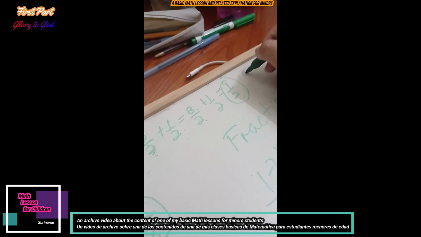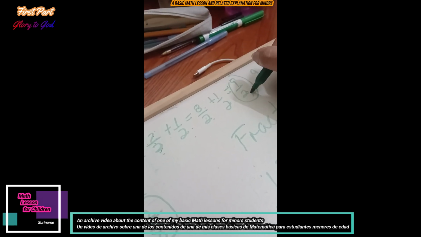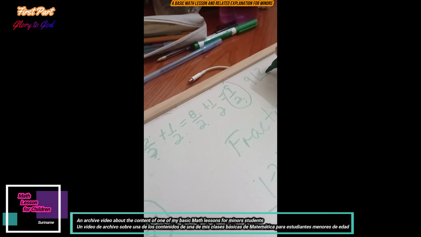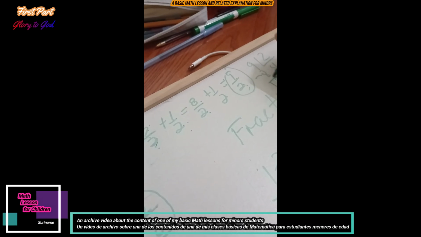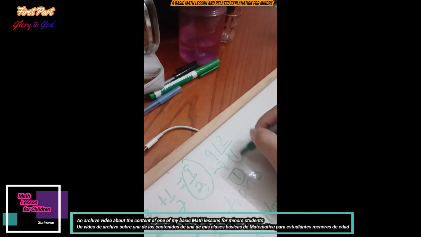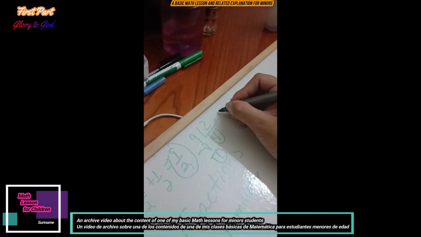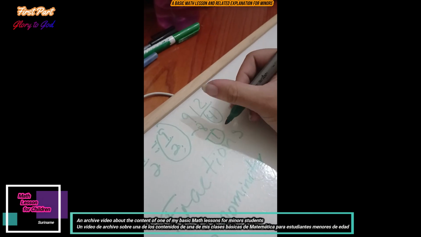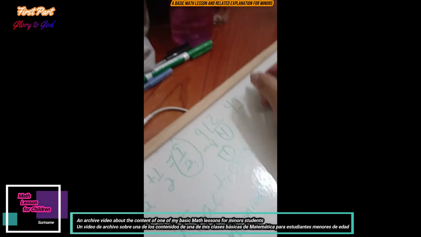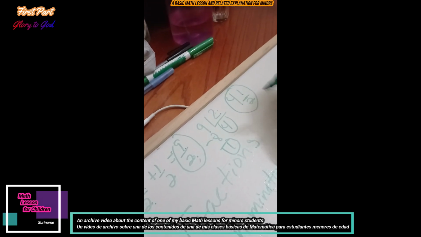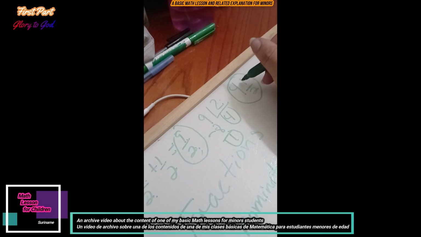So we have 9/2. You have to divide the numerator by the denominator. 9 divided by 2 is 4, with remainder 1. So 4 is going to be our complete number, 1 is going to be our numerator, and 2 is going to be our denominator. So this is your final answer for this exercise: 4 1/2.